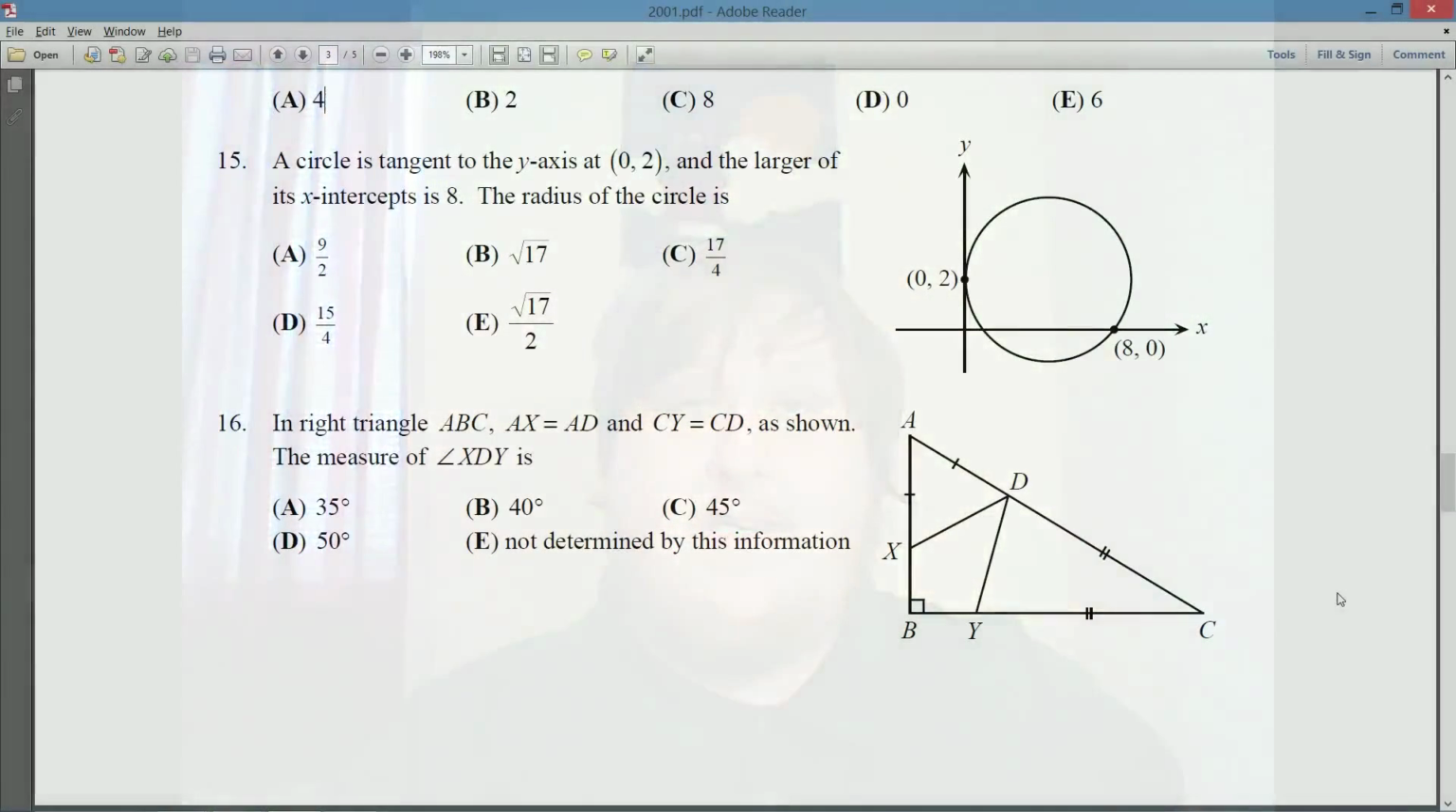Okay, so what does question 16 say? Or I guess, what does it ask? In the triangle ABC, the one we have shown here, AX is equal to AD, so there's a smaller isosceles triangle. And CY is equal to CD, so we have yet another different isosceles triangle here. The measure of angle XDY is, okay.